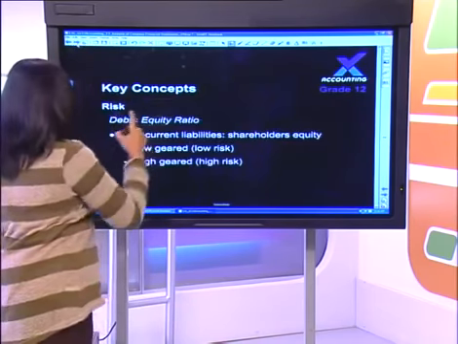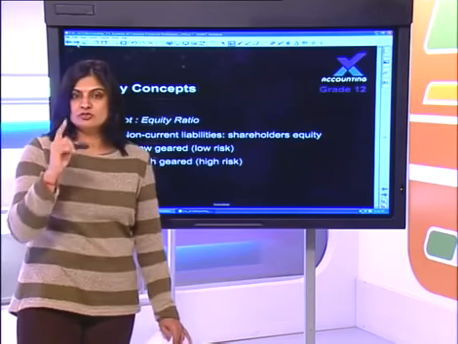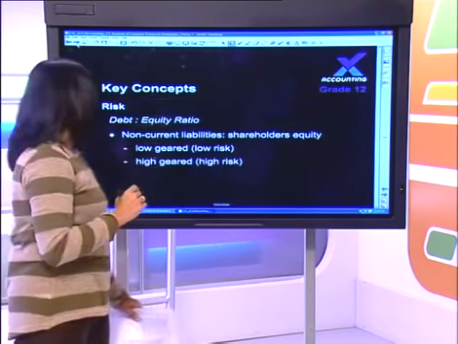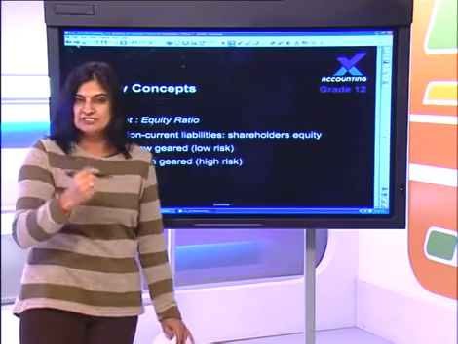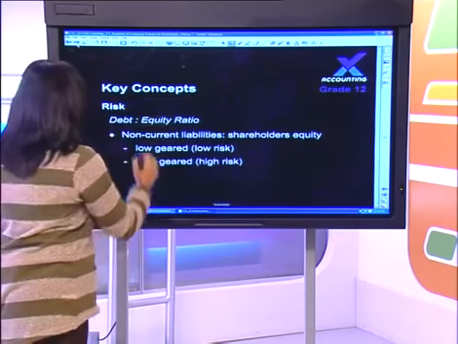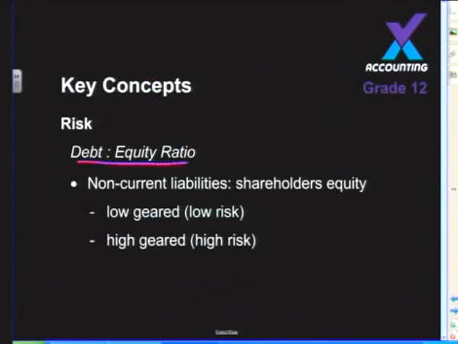All right, let's go through the two ratios involving risk. Let's talk about them in a bit more detail. The first ratio is your debt equity ratio. Debt referring specifically to your non-current liability. Equity referring to your shareholders' equity.